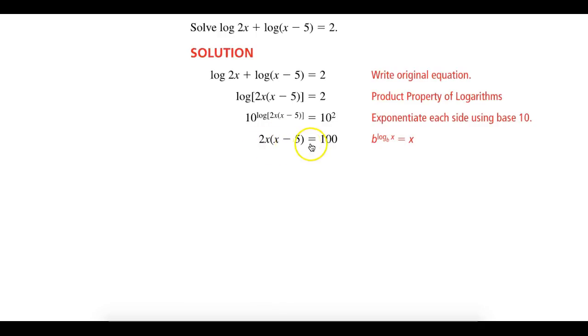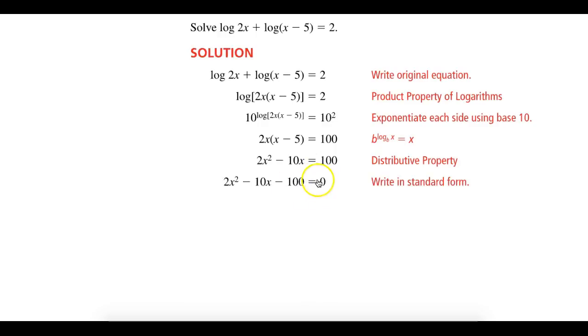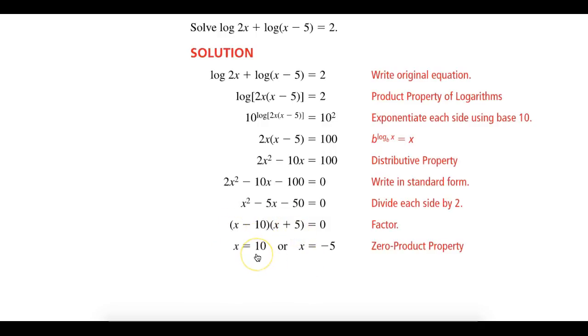So we want to put everything in standard form and set it equal to 0. Let's distribute the 2x, and we get 2x squared minus 10x equals 100. We'll bring the 100 over. Now we can divide both sides by 2, and we've got x squared minus 5x minus 50 equals 0. We can factor this, and it becomes x minus 10, x plus 5. So we get x equals 10 or x equals negative 5.